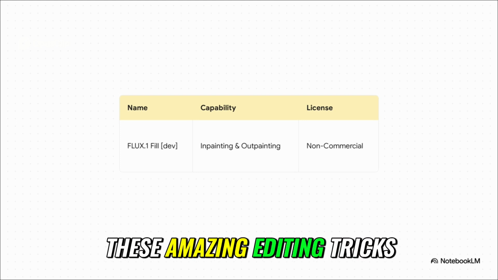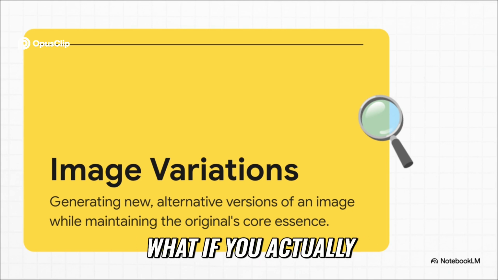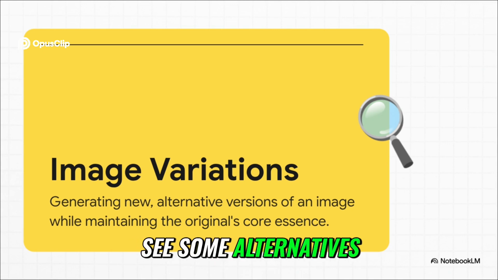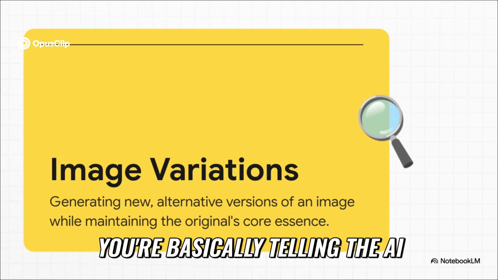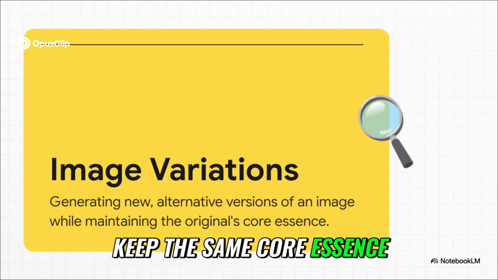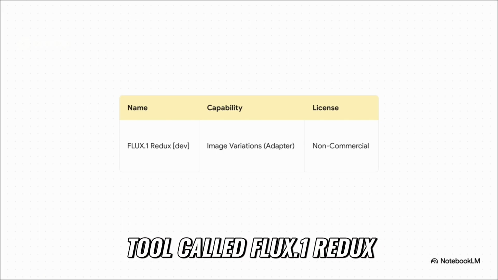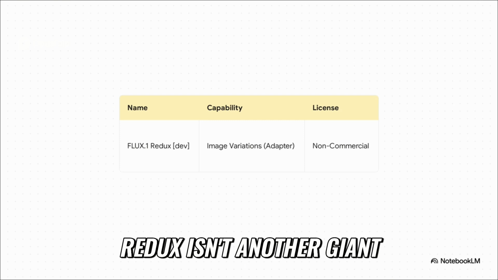Okay, but what if you're not trying to fix a tiny detail? What if you actually like the image you have, but you just want to see some alternatives, like different takes on the same idea? That's where image variations come in. You're basically telling the AI, I love this vibe, give me more like it, and it will generate new versions that keep the same core essence. So for that, you'll want to grab a tool called Flux.1 Redux. And here's something interesting. Redux isn't another giant standalone model.